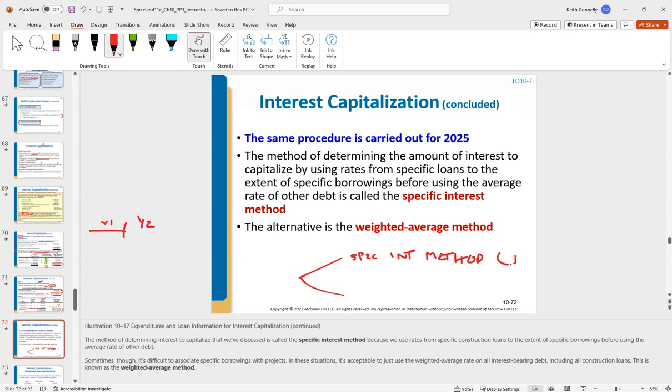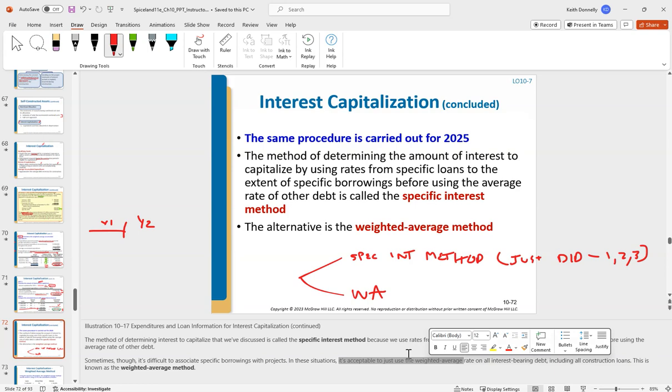What we just did, right? Step 1, step 2, step 3. And then we have something called the weighted average method, another way we can look at this. It says down here, sometimes it's difficult to associate specific borrowing with projects. In these situations, we would use a weighted average rate on all interest-bearing debt, including all construction loans.